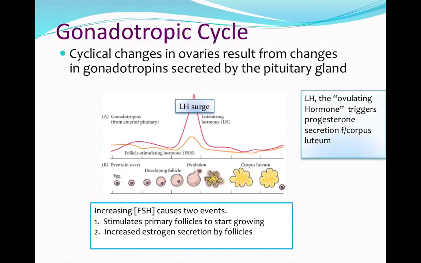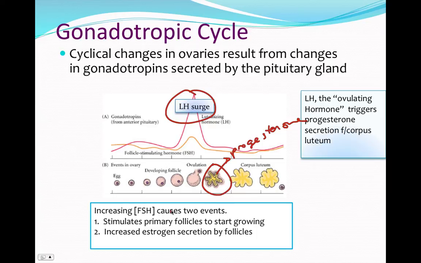If we really take a look at the gonadotropic cycle, the cycle that dealt with the hormones from the pituitary, we can focus in on the LH surge that occurs and its correlation with the release of the egg during ovulation. LH, the ovulating hormone, will trigger progesterone secretion from the corpus luteum. So it's because of this event that happens here that this corpus luteum is going to start to secrete progesterone. And what we'll see is the maintenance of the uterine lining being very thick with higher progesterone levels.